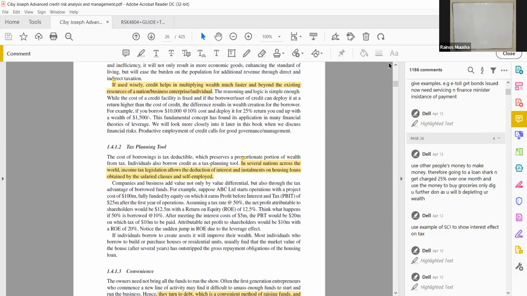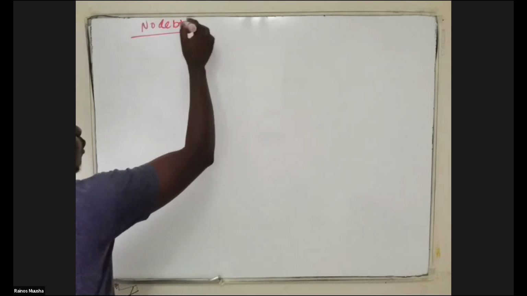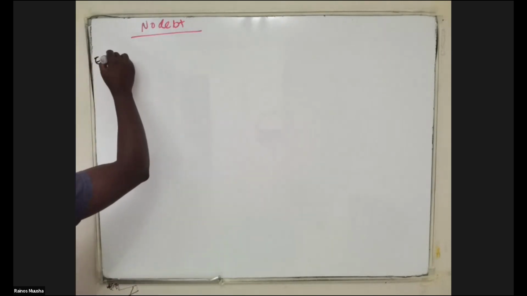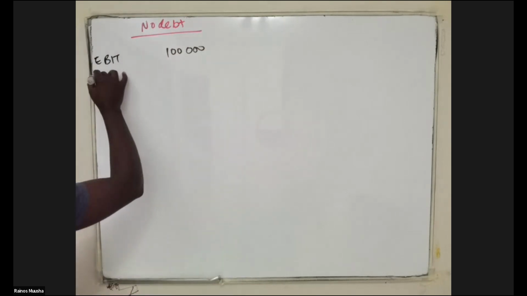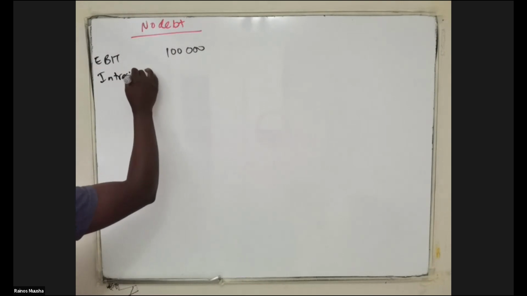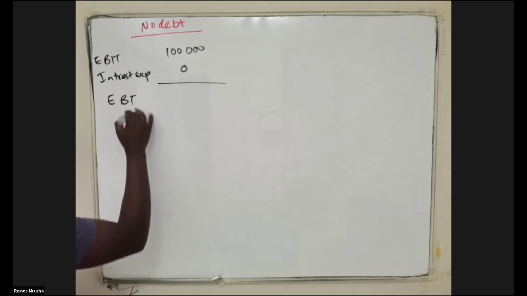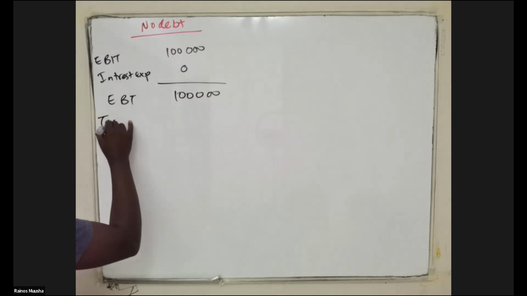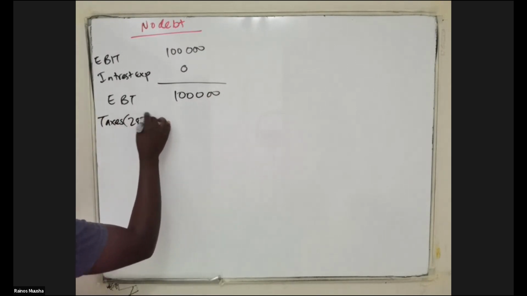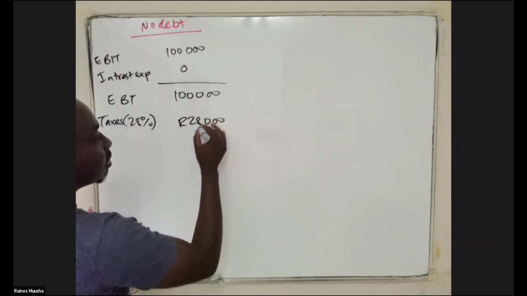let's say we are having a company with no debt. Let's say the earnings before interest and tax is 100,000. It means the interest expense is going to be equal to 0, and the earnings before tax is going to be 100,000. And if they're going to be taxed at 28%, this company is going to be liable to pay 28,000 in taxes.